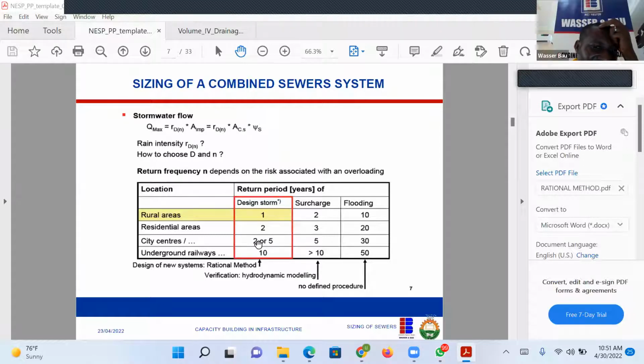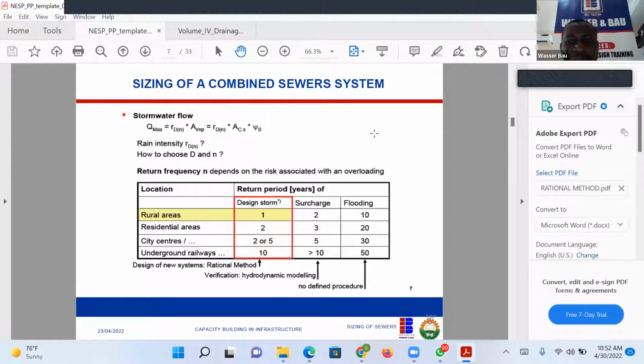City centers is a bit higher. Underground railways, the return period is higher. Why is the return period higher for underground railway? Because an underground railway should never be flooded. So if you are designing against it, you must upgrade. Imagine for flooding it is about 50 years. This 50 years is simply an indication that, look, on no account should it flood. Because if an underground subway rail station is flooded, it is a disaster of the highest order.